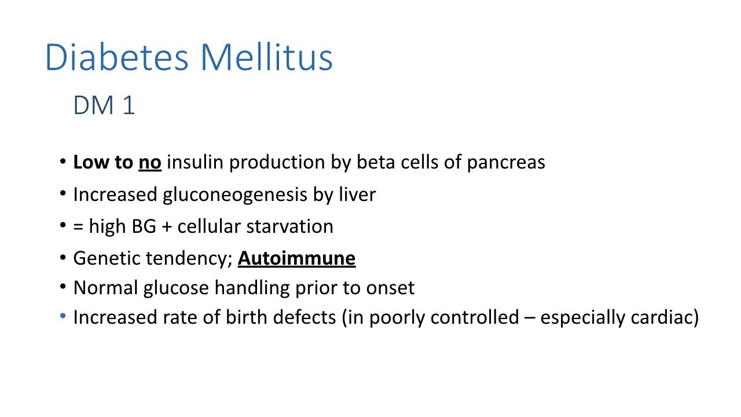So diabetes type 1 is you're not producing. Your beta cells are starting to fail. They're just not doing their job. You have increased gluconeogenesis by the liver. What happens is you have high serum blood glucose levels, and you have intracellular starvation. So the cells are starving, but there's lots of food roaming around out there.